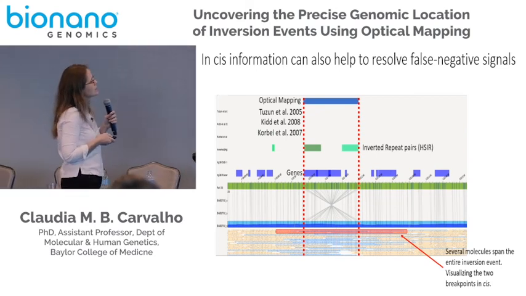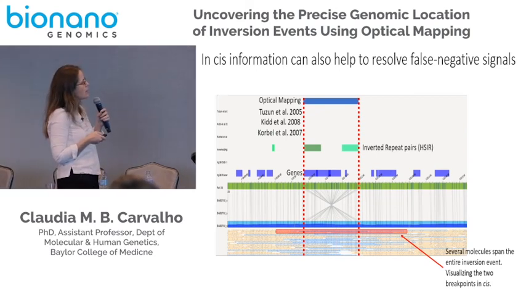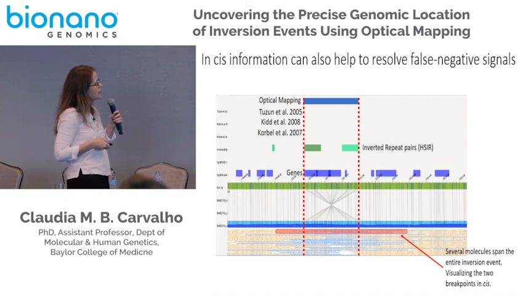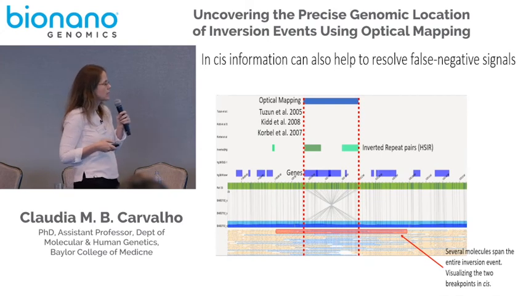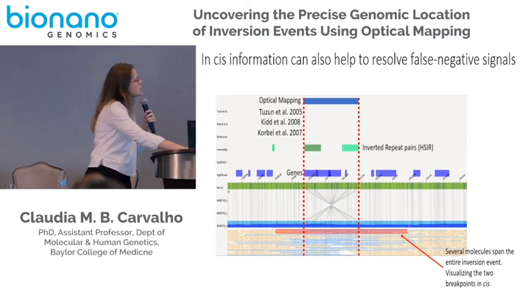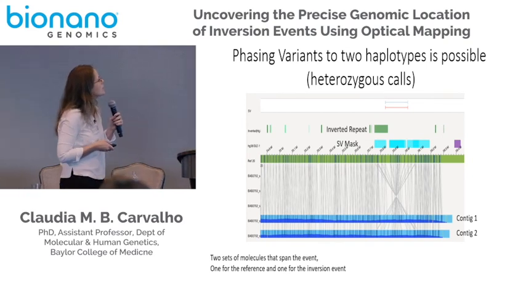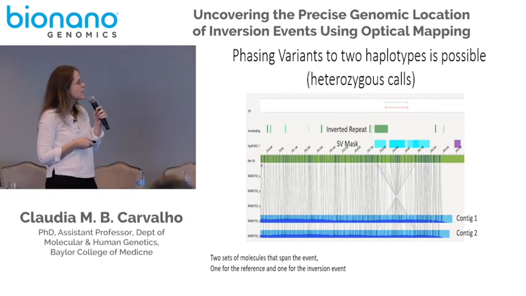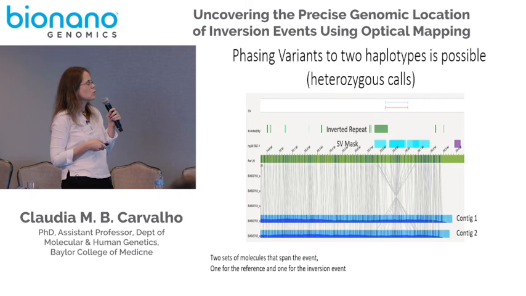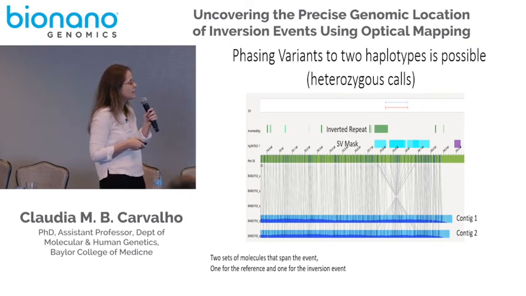Here is an example of an inversion that was detected by optical mapping, but not by the other technologies. We also have inverted repeats flanking it, and we can see the molecules that support the presence of the 2 breakpoints in cis. We could also see some phasing using optical mapping, which of course we need to confirm.